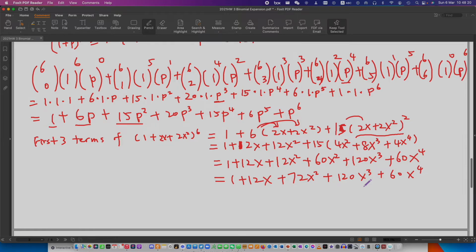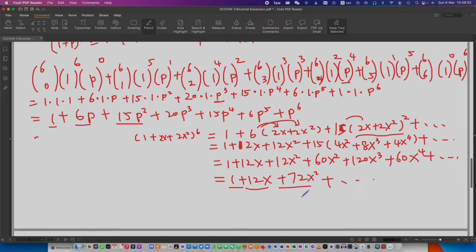Oh, this is not the first three terms. In fact, this is the first how many terms? 1, 2, 3, 4, 5. So you don't have to give 5. So the first three terms should be this. So what I'm trying to say is, before you write the first three terms, you just write this and then this, then plus dot dot dot plus dot dot dot, and then you just pick the first three terms. You understand me?